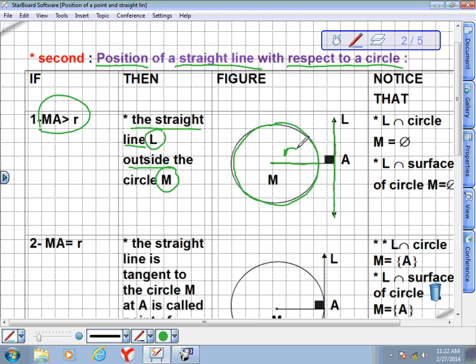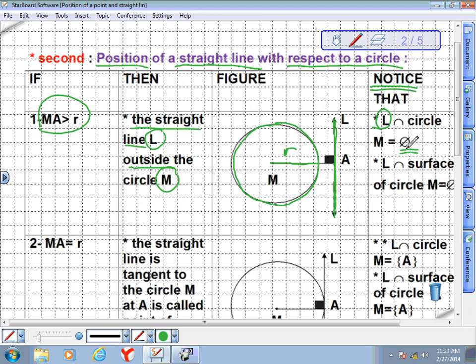We will notice that the straight line L intersects the circle M equals phi. This note is very important because it comes for complete or choose questions. Really, this straight line doesn't intersect with the circle M, so the intersection with them is equals to phi.